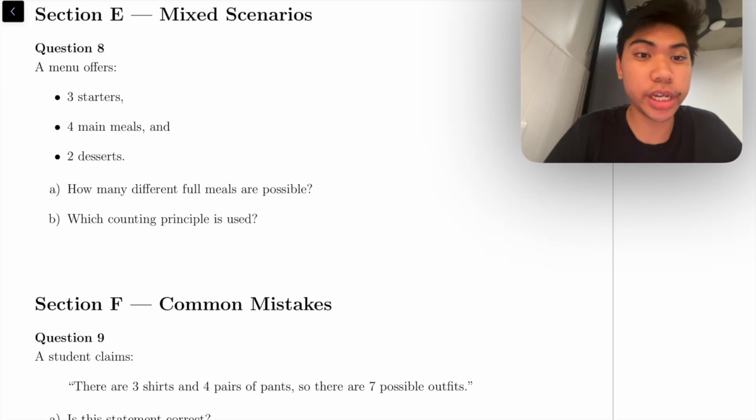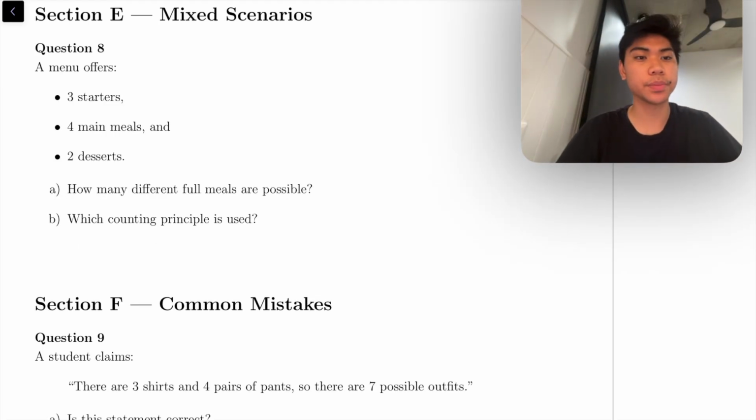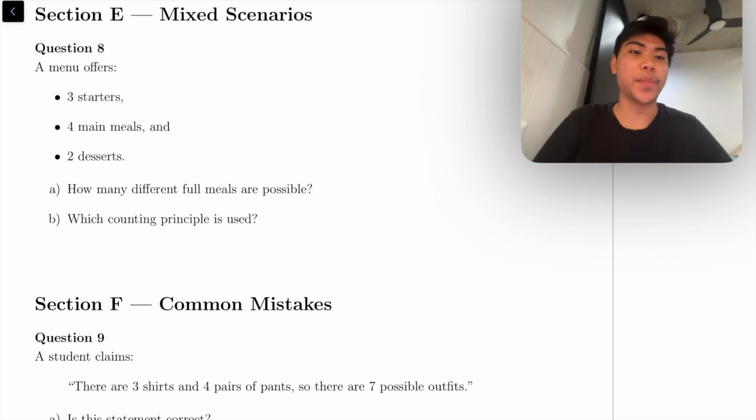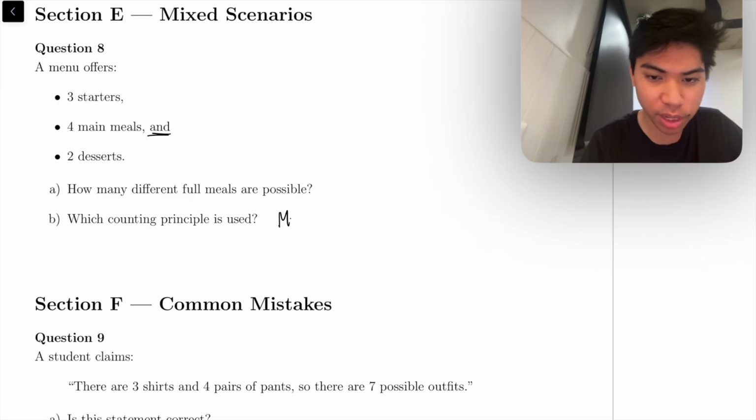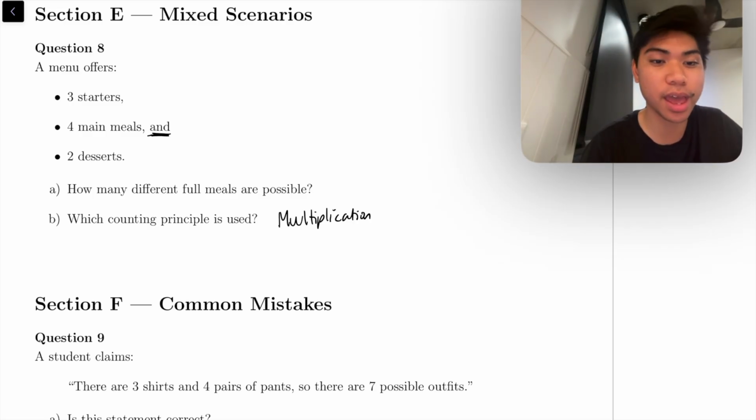So section E, about mixed scenarios. Question 8, a menu offers 3 starters, 4 main meals, and 2 desserts. How many different full meals are possible? And part B asks which counting principle is used. So we can answer part B and say it's the multiplication counting principle, because we have the word "and".